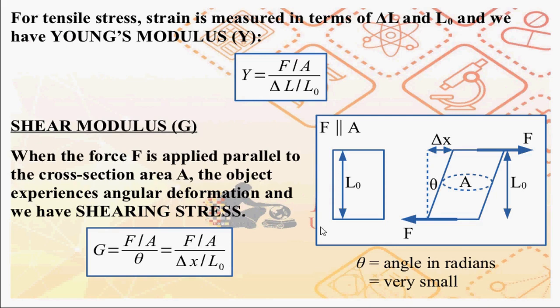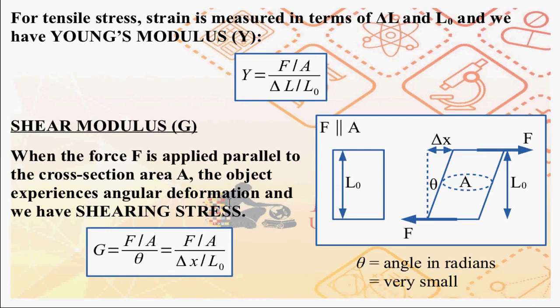You have an object, cross-section area A, initial L0. You apply force F parallel to the cross-section area A. And then on the other side, you apply force F in the opposite direction, again still parallel to cross-section area A. The object will experience a deformation that can be measured in terms of angle. We say the object experiences angular deformation.